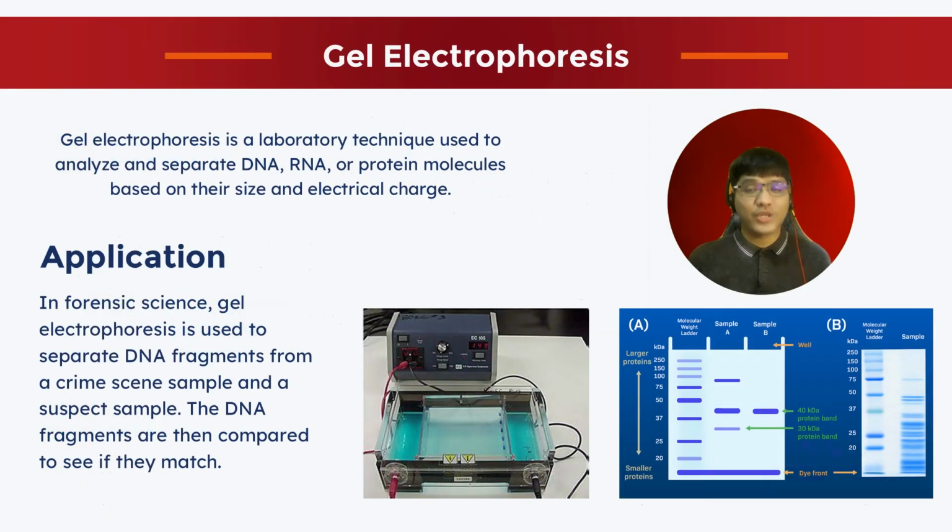So, what is gel electrophoresis? It is a technique where we place DNA samples into a gel and run an electric current through it. DNA fragments move where the smaller ones go faster and farther, while larger ones move slower. The result? A series of bands that form a unique DNA fingerprint. We use this to compare crime scene DNA with suspect DNA.